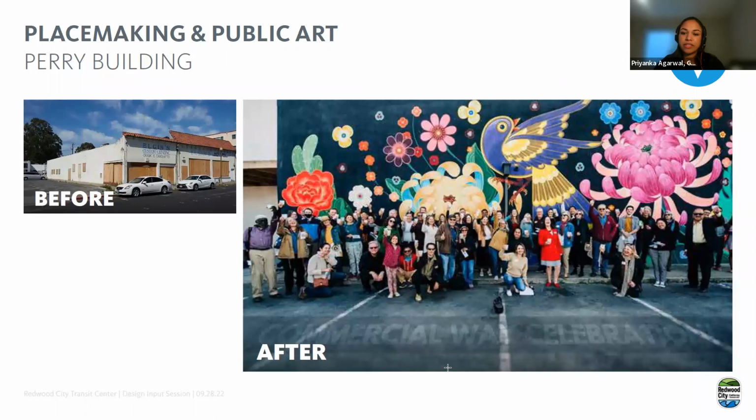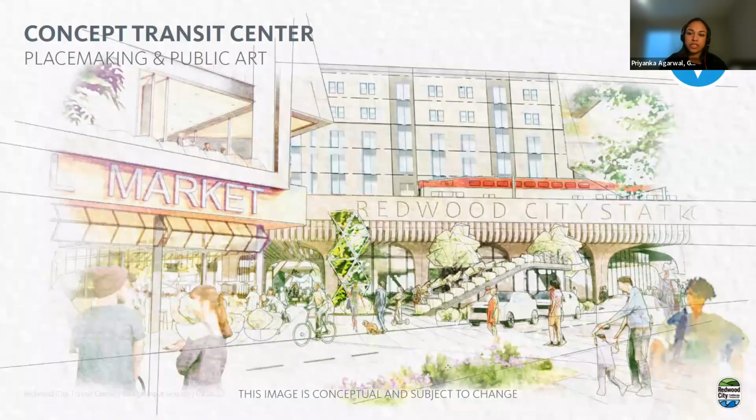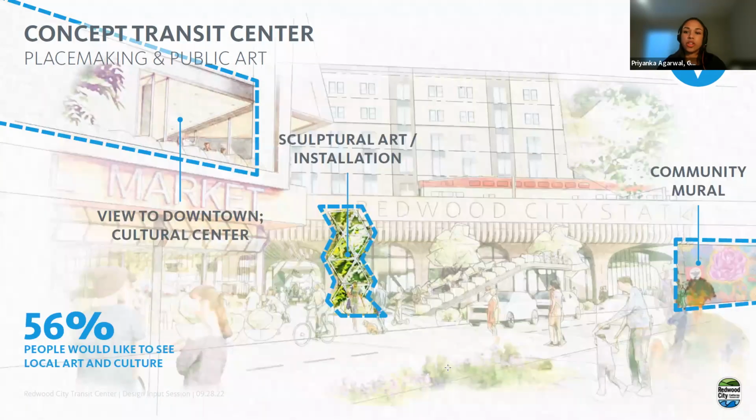So one example of that is this mural, the beautiful community-led mural that is right on the Perry building, just nearby the transit center. It's giving a lot of life and color to what would have otherwise been just a blank wall. And it was a great opportunity to celebrate the downtown and come together in a really creative way.